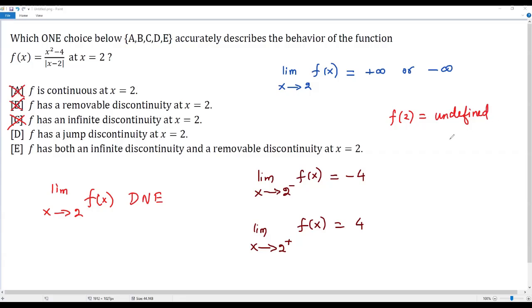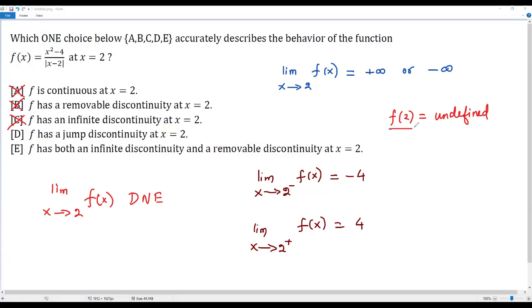Let me write it. So when f of 2 is undefined and the left side limit at 2 and the right side limit at 2 are not equal, the function does not have removable discontinuity at x equals 2. That's what we have discussed in option B. Even though we get real values for the left side limit and right side limit, since they are not equal and also f of 2 is undefined, we have to decide the function does not have removable discontinuity at x equals 2.